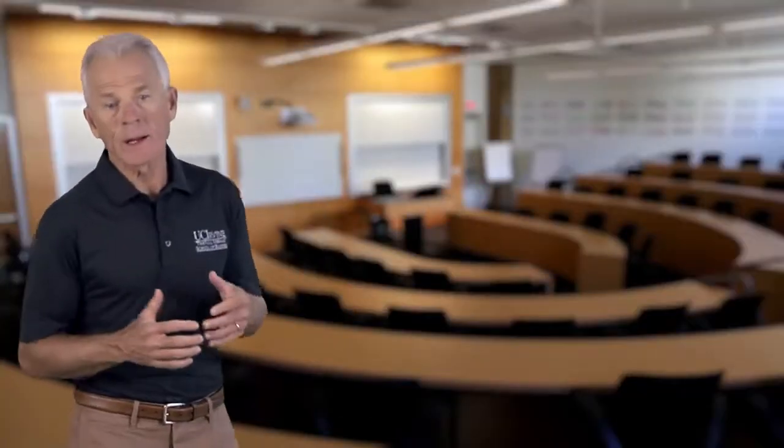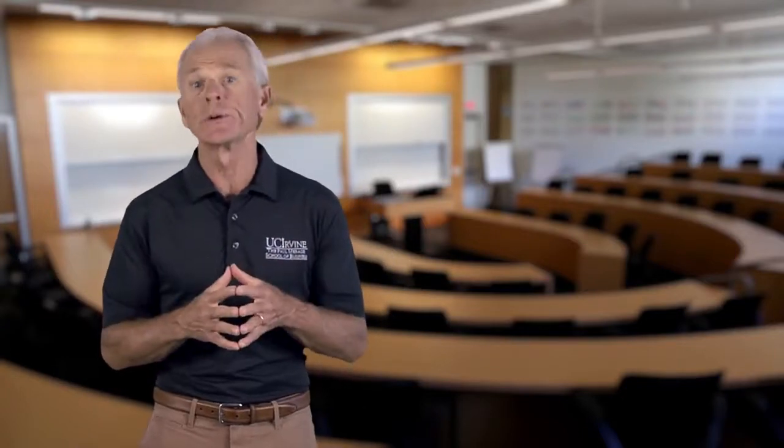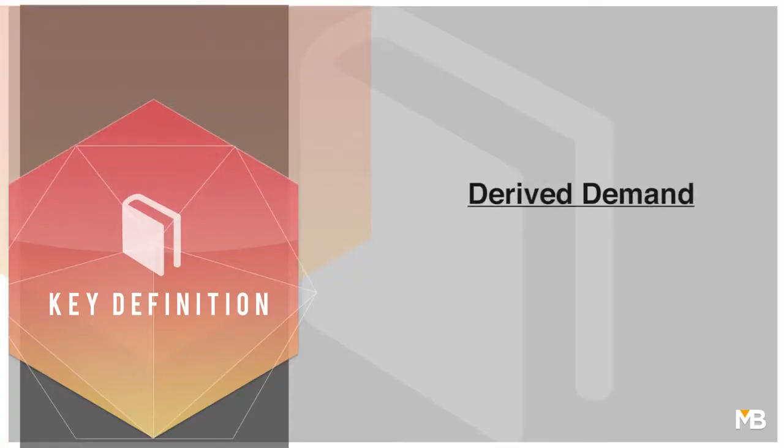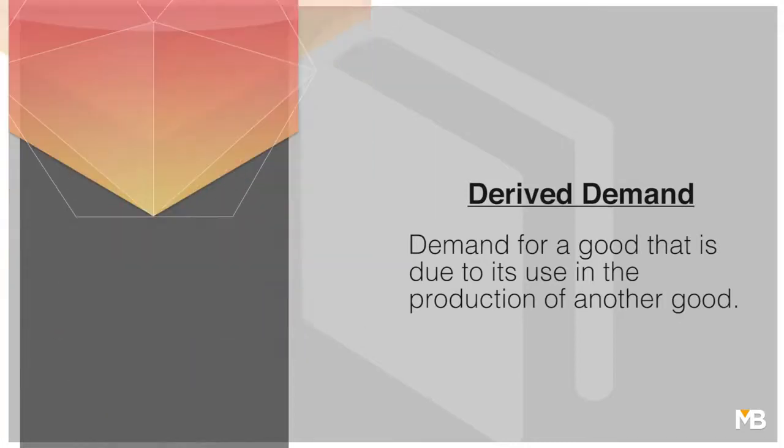The first thing we have to recognize about the demand for factors in general, and for labor in particular, is that such demand is a derived demand. What I mean in this key definition is that factor resources usually do not directly satisfy consumer wants, but do so indirectly by producing goods and services.